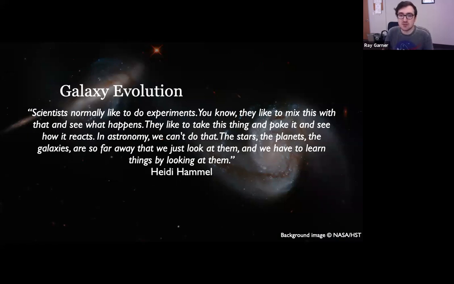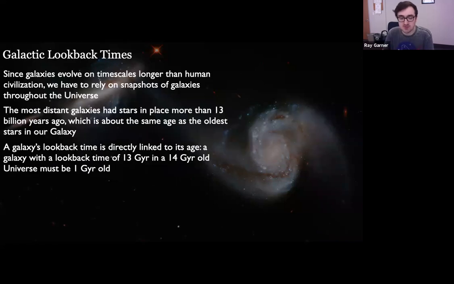So speaking of looking at things, let's just quickly refresh one of the topics that we ended with last time, the look back time. So remember, any evidence of galactic evolution that we have is just based on a snapshot, just one brief instance of a galaxy's lifetime, because galaxies evolve on timescales much longer than human civilization even. They take millions and billions of years to change and morph and evolve. And so, yeah, we're stuck with just a picture of one galaxy, a picture of another, and we have to just kind of infer what is happening in between these two pictures.